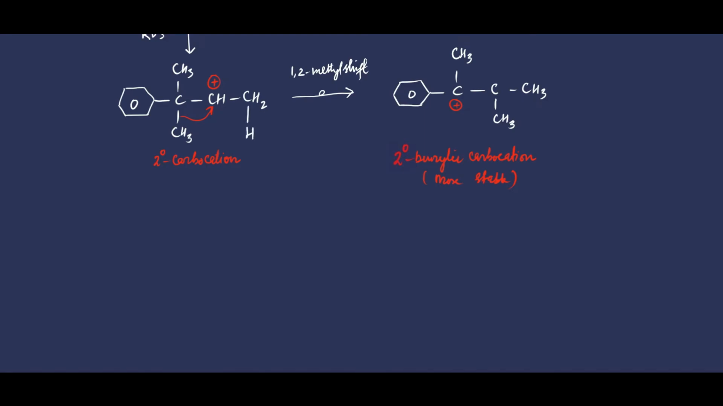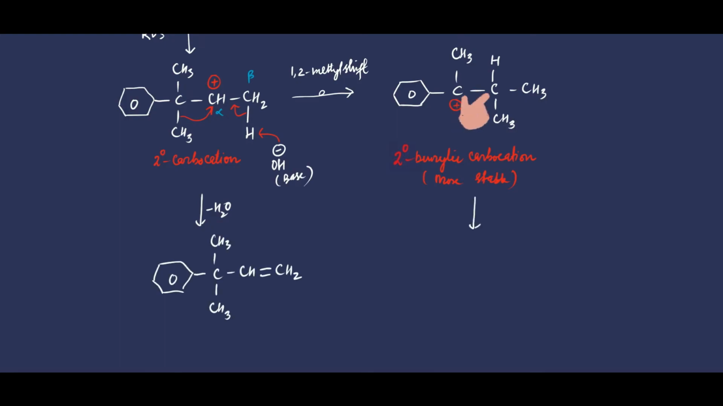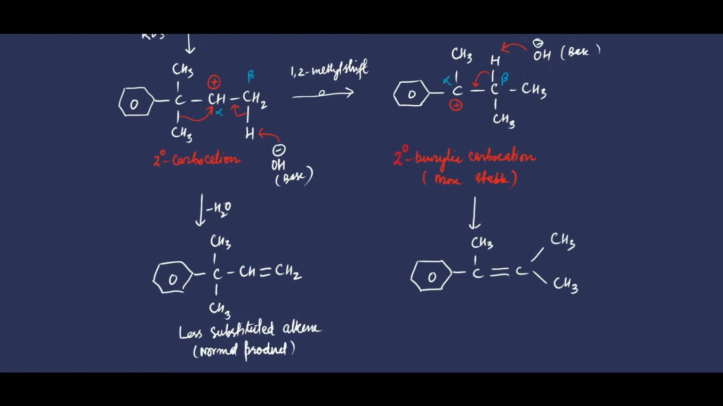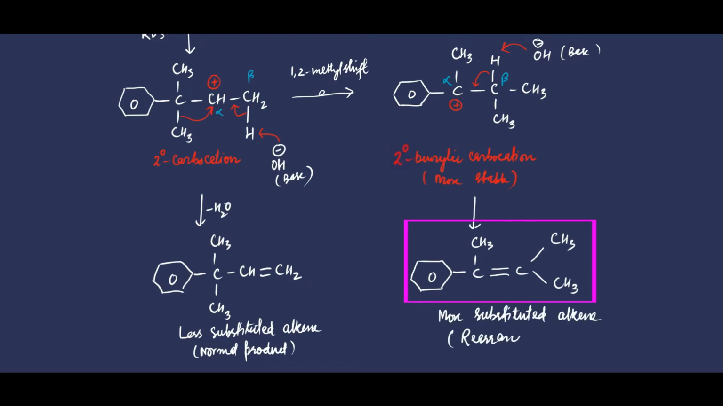Now both the carbocations can lose a beta hydrogen to form alkene products. This secondary carbocation loses a beta proton to form this alkene, whereas this benzylic carbocation loses a beta proton to form this alkene. This alkene is less substituted of the two, and we call it normal product because it is formed from the carbocation directly generated from substrate. This alkene is more substituted and is called rearranged product because it is formed from the rearranged carbocation.